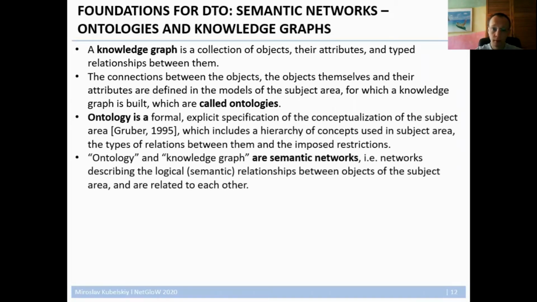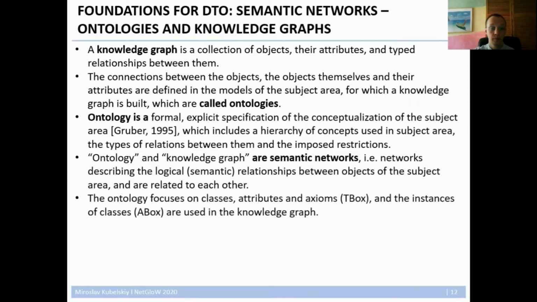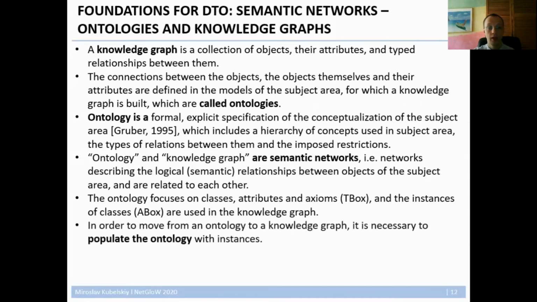Ontologies and knowledge graphs are semantic networks, that is, networks describing the logical or semantic relationships between objects of the subject area. In our case, the subject area is an enterprise. So, the ontology focuses on classes, attributes, and axioms. These are so-called T-box ontologies. And the instances of classes, A-box ontologies, are used in knowledge graphs. So, in order to move from ontology to knowledge graph, it is necessary to populate the ontology with instances.